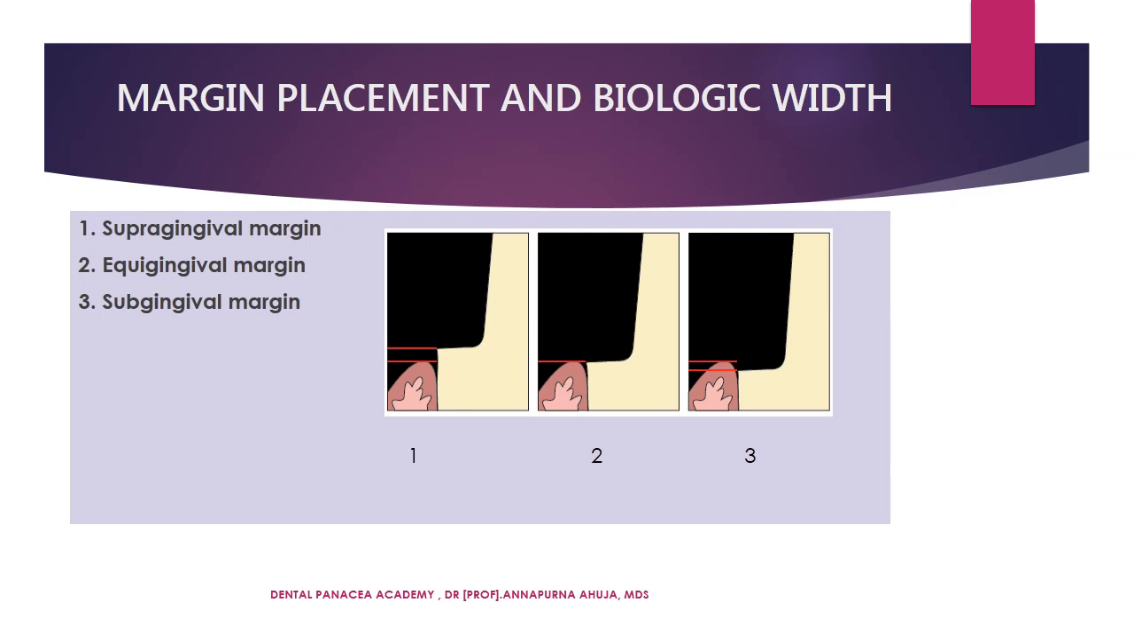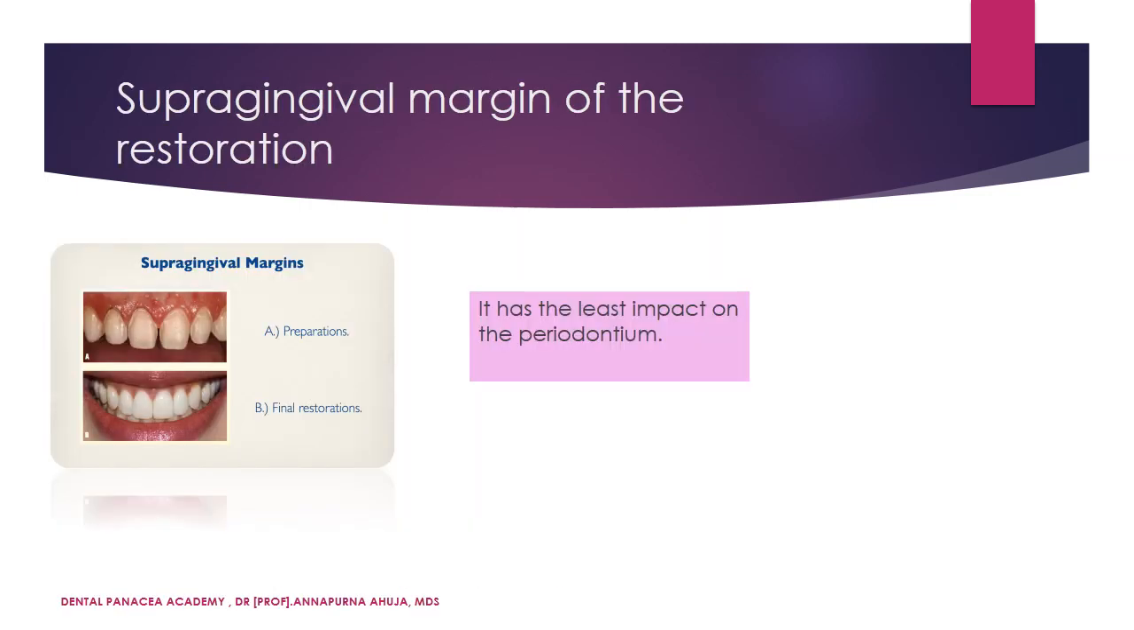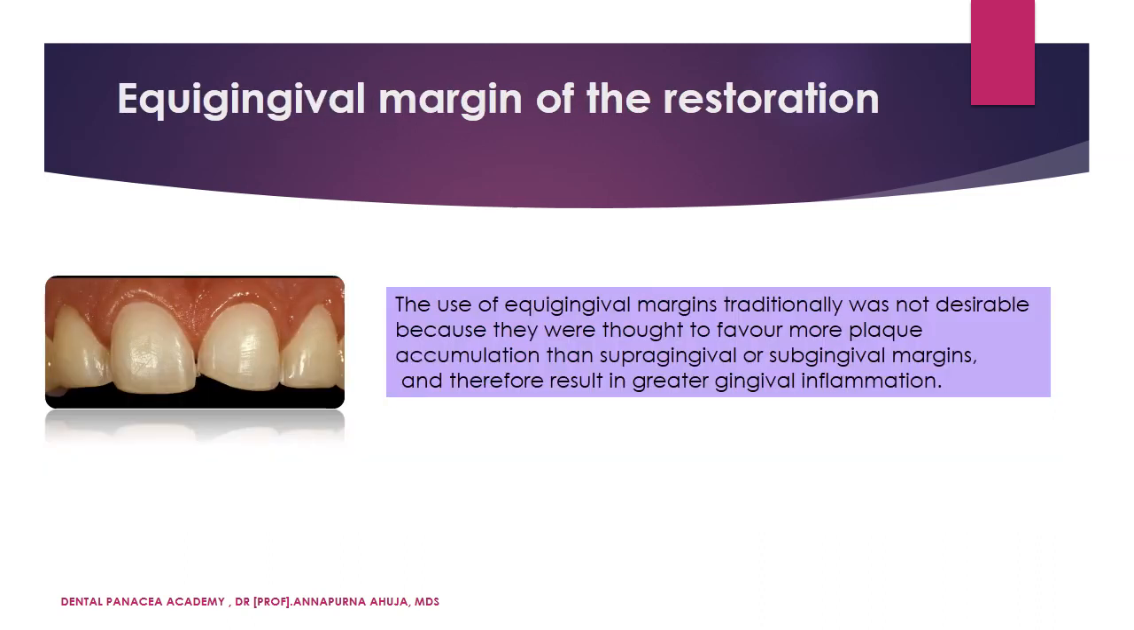There could be three types: supragingival margin, equigingival margin and subgingival margin. Supragingival margin of the restorations has the least impact on the periodontium, but it is not aesthetically pleasing because the finish line can be seen when the patient smiles or speaks. That's why it is aesthetically not at all impressive.